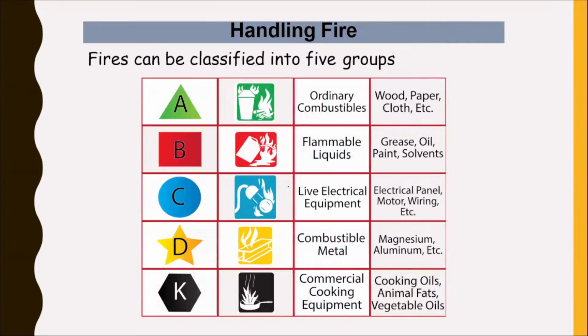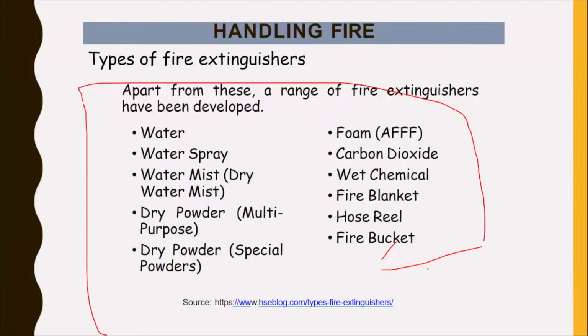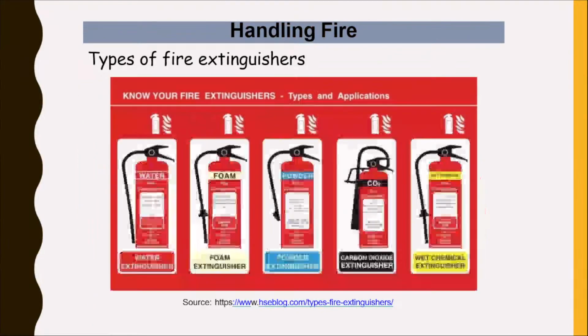So that is the category. The same thing is given in the table: ordinary combustible material, flammable liquid, electricity, combustible metal, and household chemicals. Then there are some extinguishers to extinguish those fires: water extinguisher, foam extinguisher, powder extinguisher, CO2 extinguisher, and wet chemical extinguisher. There are other types as well, but these are the most common ones.